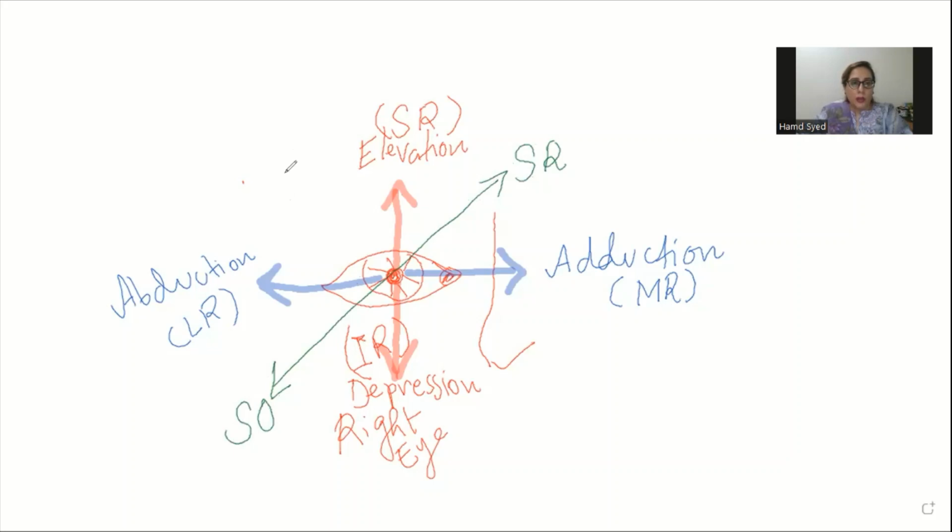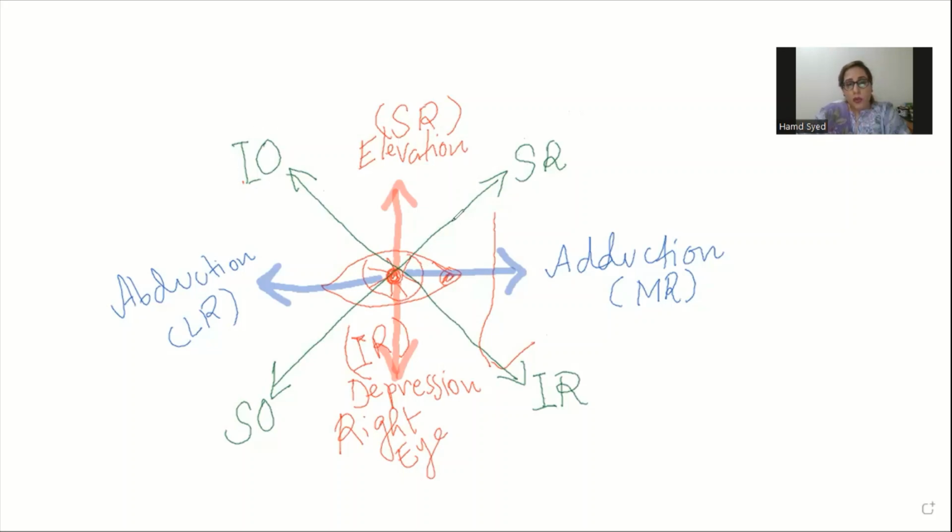I'm going to draw another diagonal line, and this time with the IR, I'm going to write IR over here, okay? And I'm going to write IO over here. So I have drawn these two lines. SR means superior rectus, SO stands for superior oblique. And over here, the IR stands for inferior rectus and IO stands for inferior oblique.